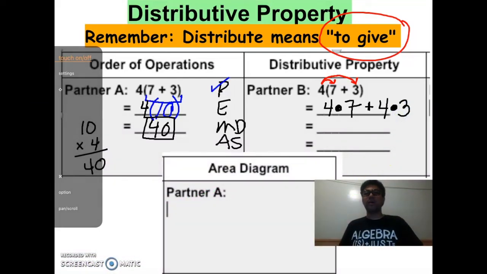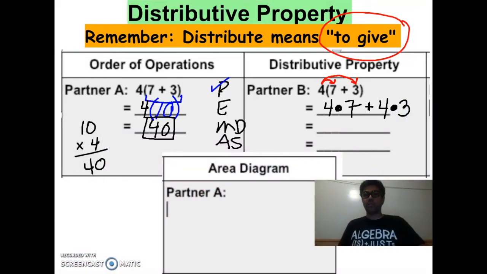Okay, now if we use order of operations again, what are we doing first? Are we multiplying first or adding first? Well, here we're gonna multiply. So the first thing we're gonna do is the multiplication parts. Okay, so I'm going to underline those. 4 times 7 is 28, and 4 times 3 is 12.